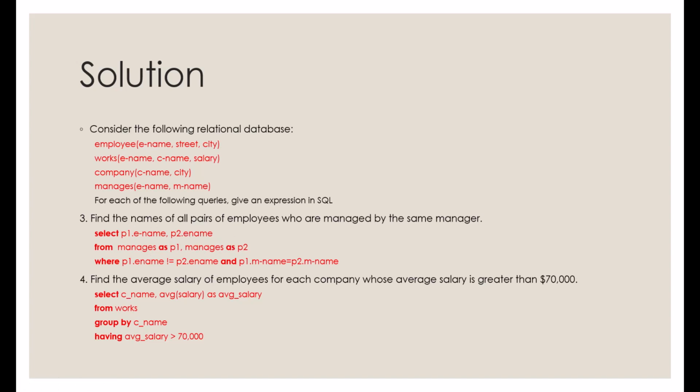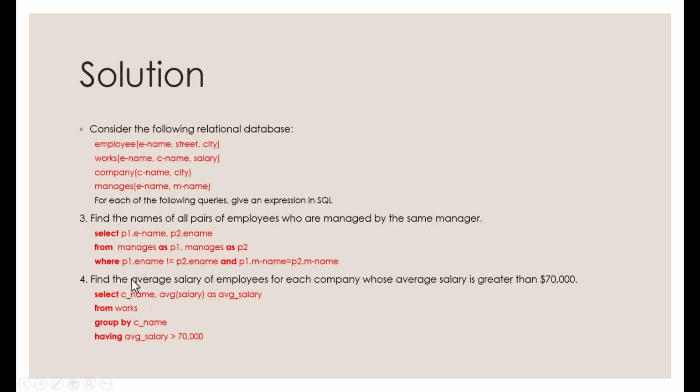Okay, number 4, we are taking the average salary of employees, okay, for each company. So this is the keyword here for each company. This means that we're going to be grouping by this company. Okay, so this can be found in works. Okay, so select name of the company because we're grouping by that, right? So whenever you're grouping by, you want to make sure that you're displaying that.